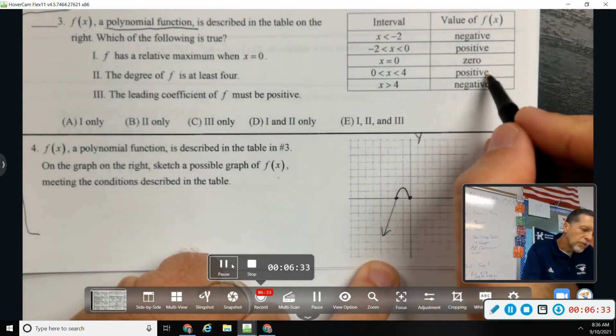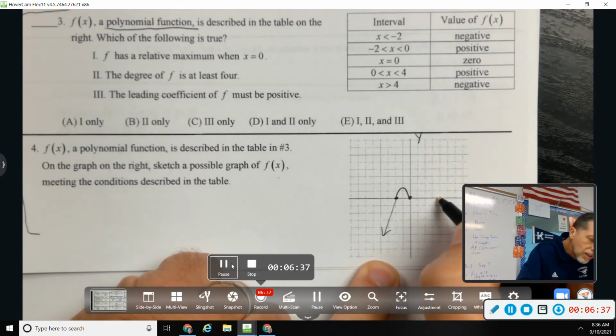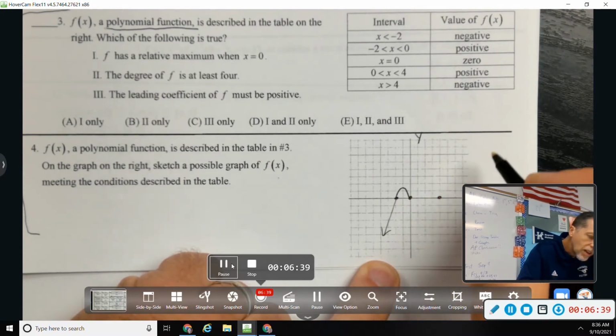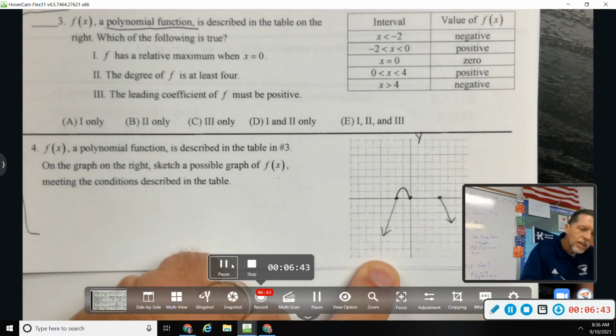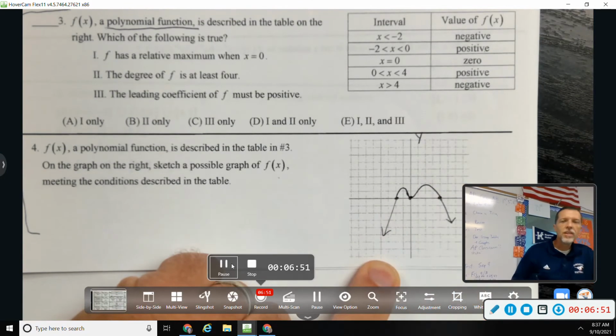From 0 to 4, we're also positive. And then from 4 on, we're negative. So, whoops, I can't have a pointy spot there. It needs to bounce there. So something like that.